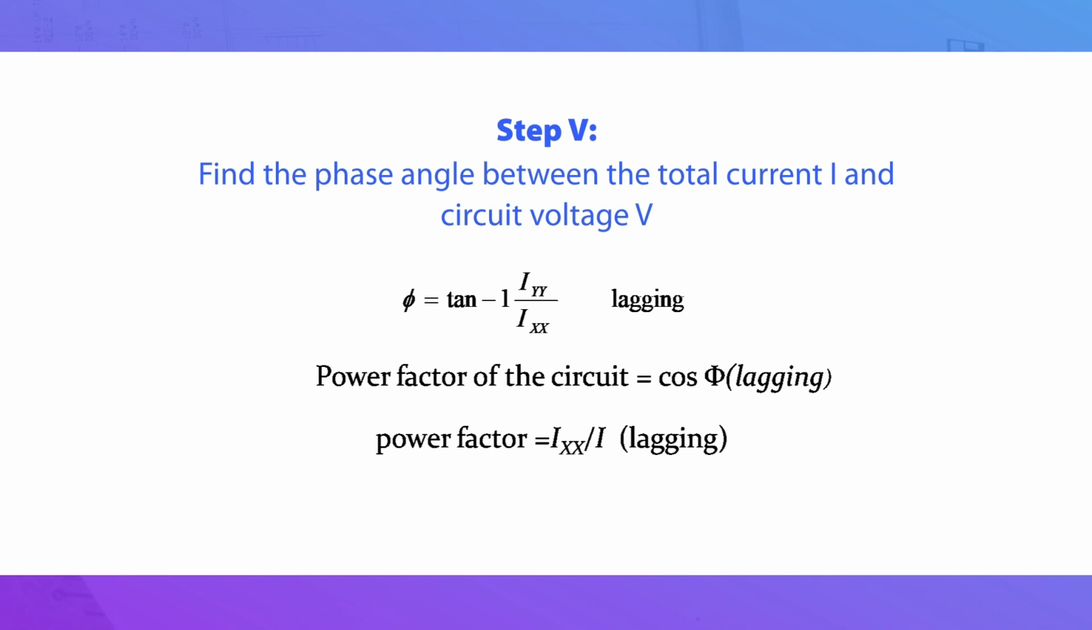Power factor can also be calculated as power factor is equal to Ixx upon I, where Ixx is the horizontal component of the current and I is the total current.